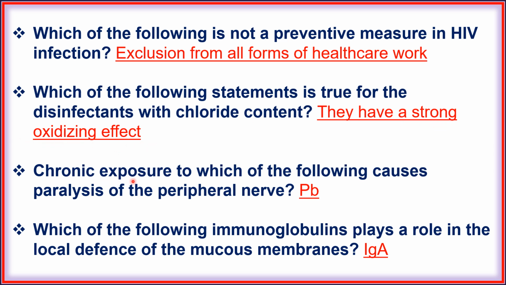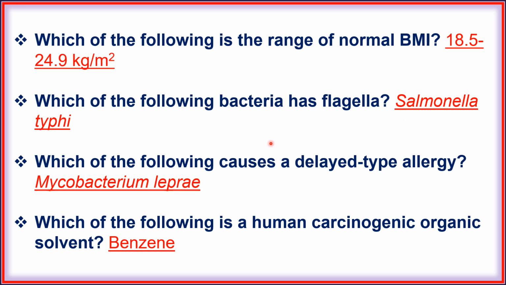Next, chronic exposure to which of the following causes paralysis of the peripheral nerve, that is lead. Next, which of the following immunoglobulin play a role in the local defense of the mucous membrane, that is immunoglobulin A. Next, which of the following is the range of normal BMI? 18.5 to 24.9 kg per meter square.